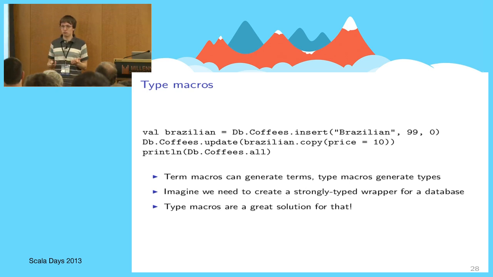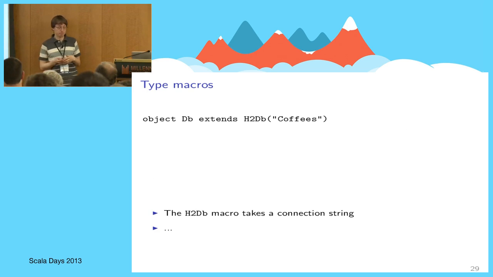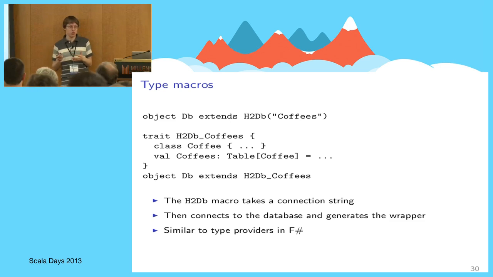So how is it possible? It's possible with a macro. Here we have this h2db macro that takes a connection string, and then it just goes into the database, asks it about the metadata, and generates the code, just like that. So it's possible to generate this trait that will contain all the case classes needed to wrap the database data, and it will contain some other stuff that the macro writer can implement.